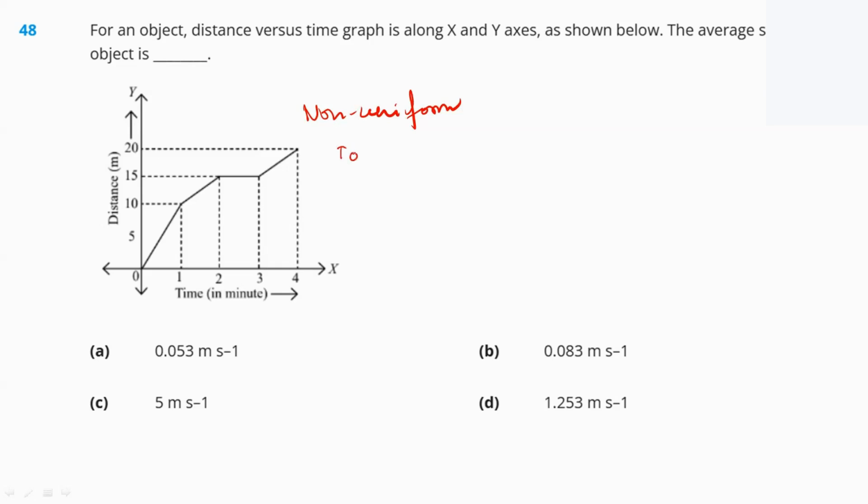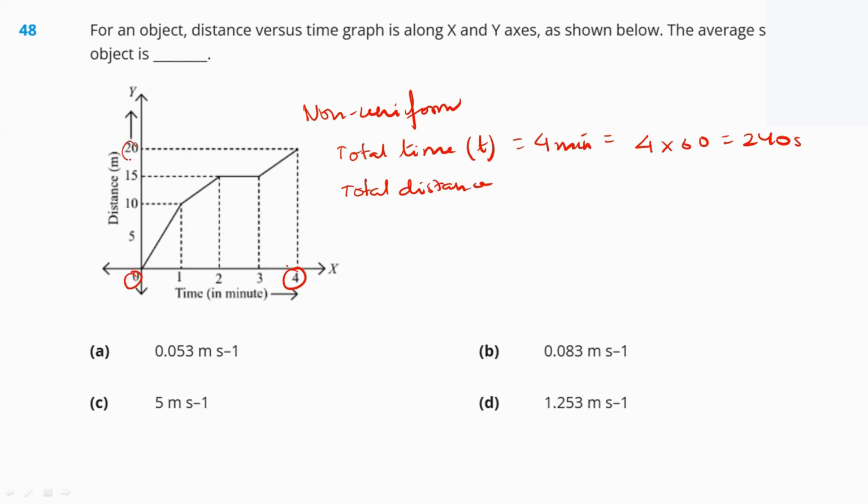So for finding the total time, how much is the total time? Total time, which is T, is how many minutes? 4 minutes. From 0 to 4 minutes is the total time, which has to be converted into seconds. So 4 multiplied by 60 gives us 240 seconds. Now we have to calculate the total distance. From point 0 to point 20 is the total distance covered. Total distance written as D. So how much is the total distance? It is 20 meters.